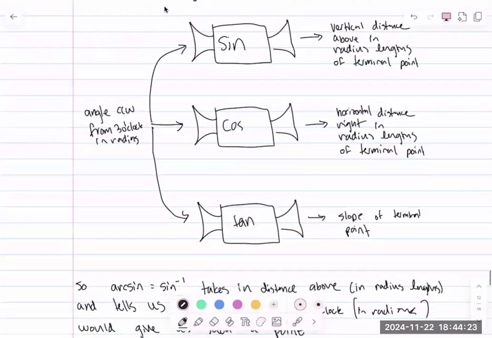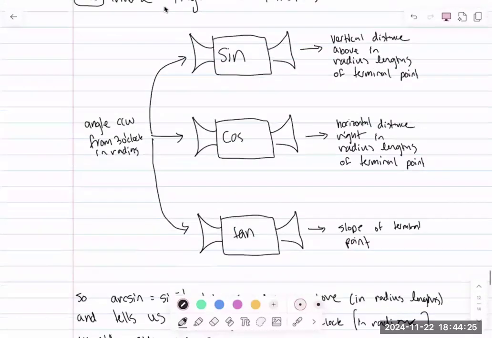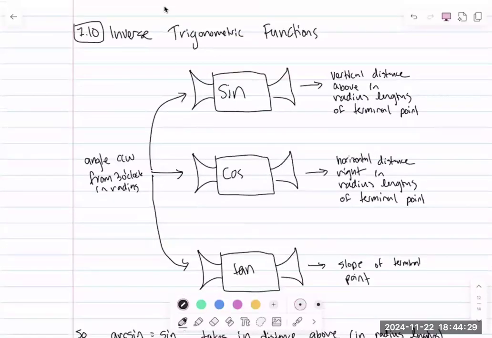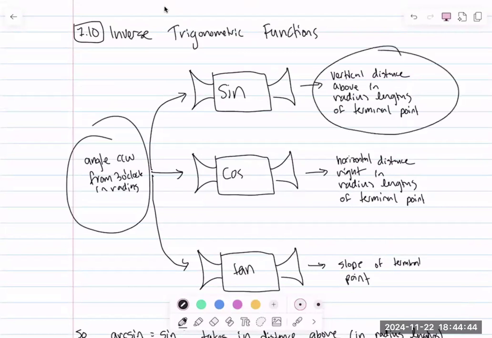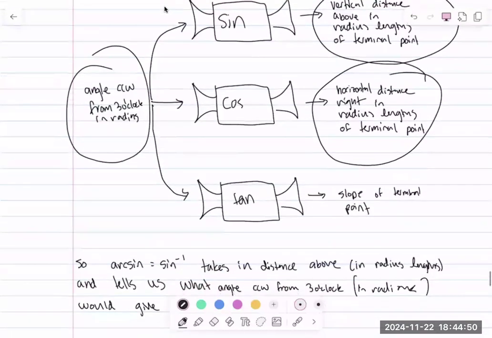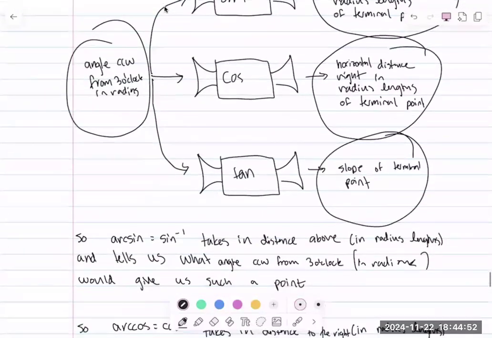Right, on to our very last topic. This is the inverse trigonometric functions. So remember, not this diagram, but please remember your inputs and outputs for sine, cosine, and tangent. For sine, cosine, and tangent, the input is always going to be the angle counterclockwise from 3 o'clock in radians, very specific. Sine is going to output vertical distance above in radius lengths. Cosine is going to output horizontal distance to the right in radius lengths. And tangent is going to output slope.